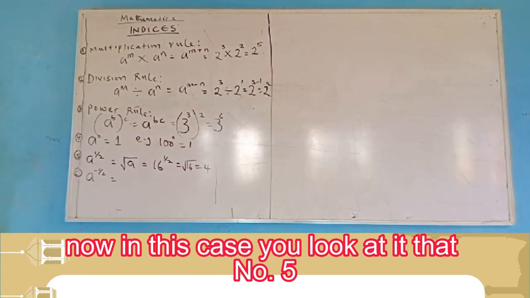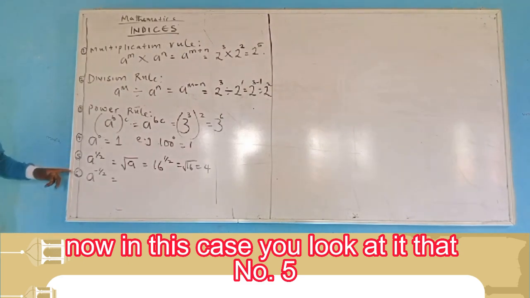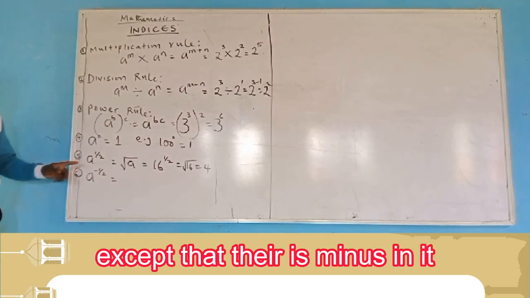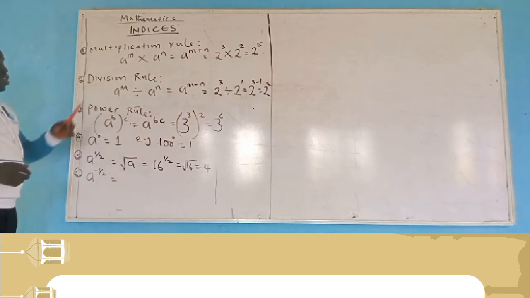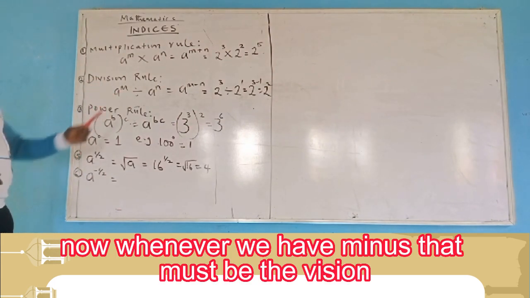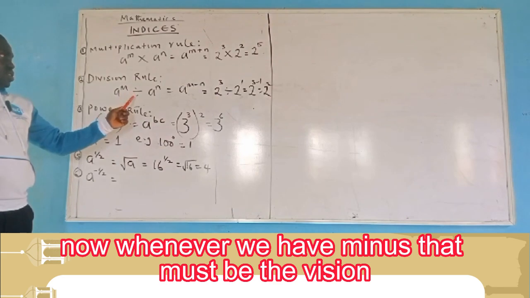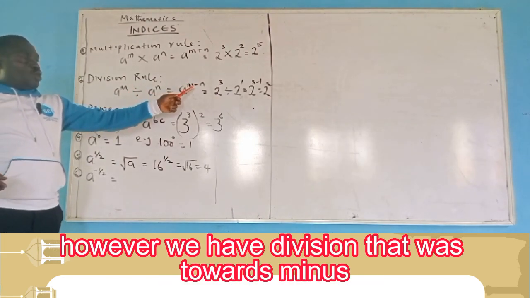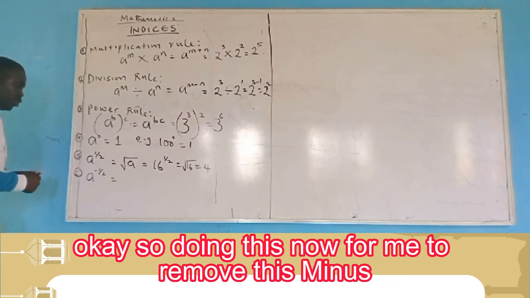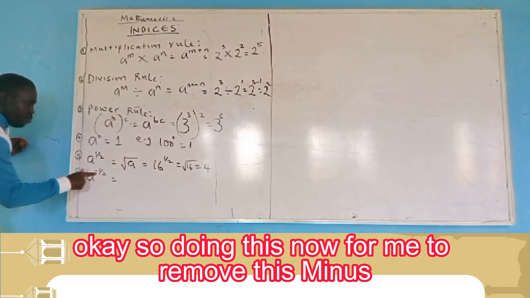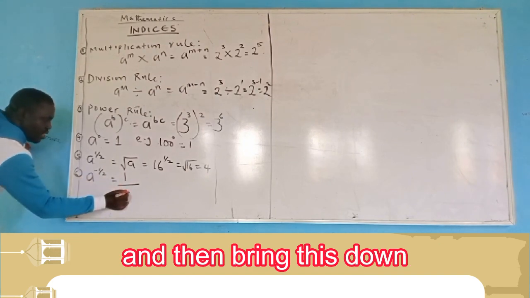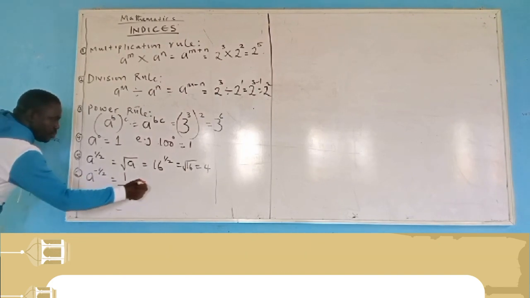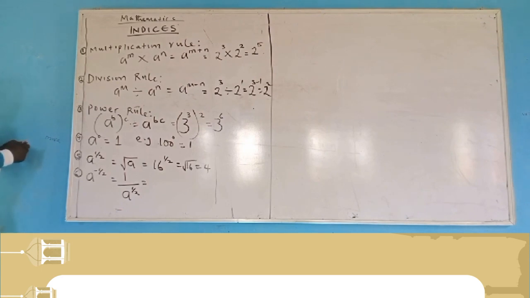Now in this case, you look at it, that number 5 and number 6 almost look alike, except that there's a minus in this. Now, what do you do about this minus? Do not forget the division rule: whenever we have minus, that must be division, and whenever we have division, that must be minus. So for me to remove this minus, I'm going to do something like this, and then bring this down. I've eliminated the minus.